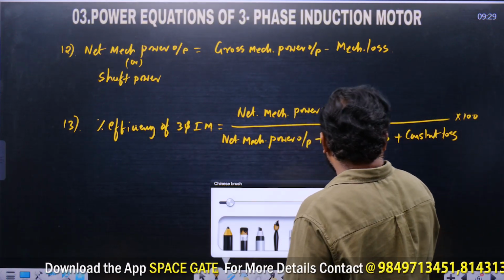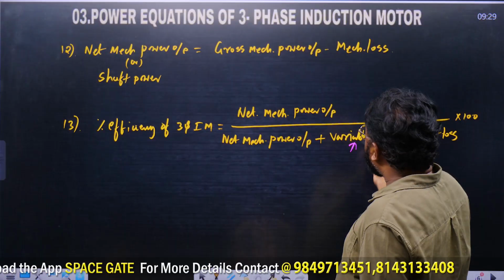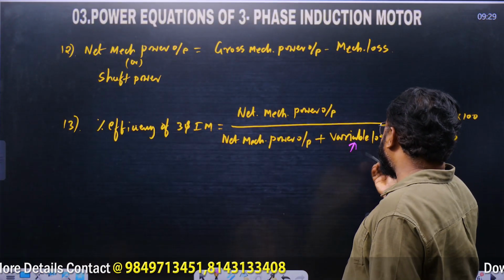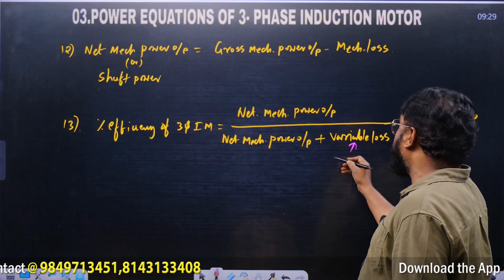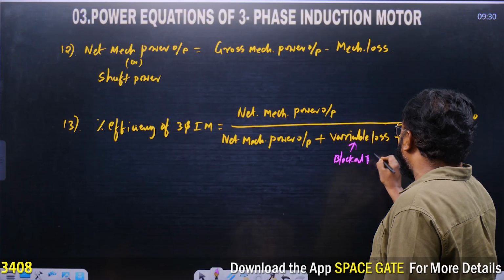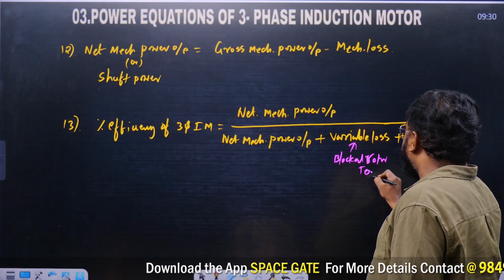The variable losses in the 3-phase induction motor can be obtained by using the blocked rotor test of the 3-phase induction motor.